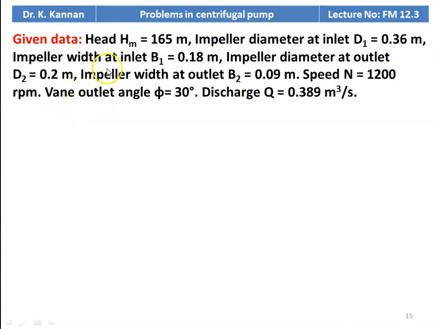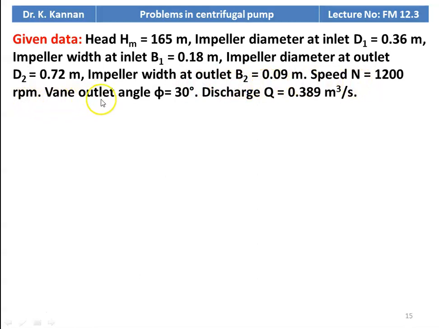So we write down the given data: head equal to 165 meter, impeller diameter D1 equal to 0.36 meter, impeller width at inlet B1 equal to 0.18 meter, impeller diameter at outlet D2 equal to 0.72 meter, impeller width at outlet B2 equal to 0.09 meter, speed 1200 rpm, vane angle at outlet phi equal to 30 degrees, discharge equal to 0.389 meter cube per second.